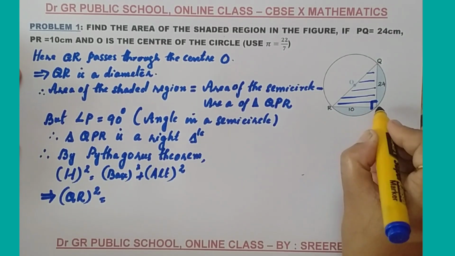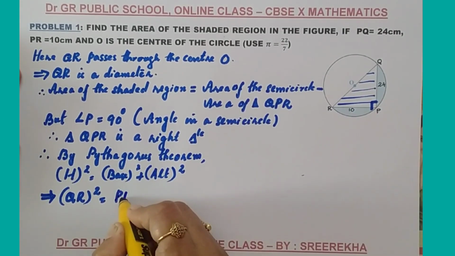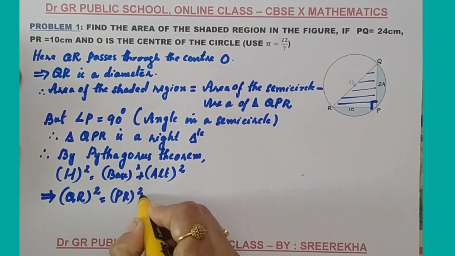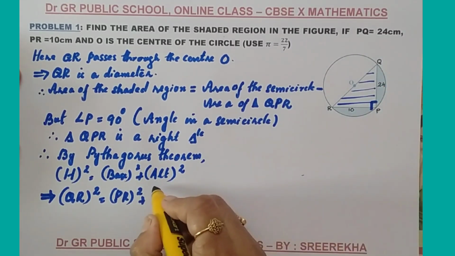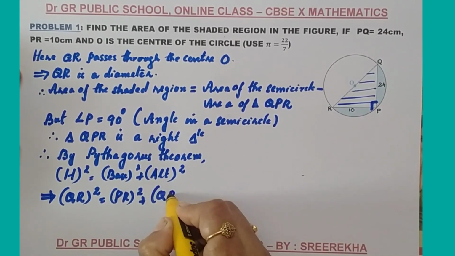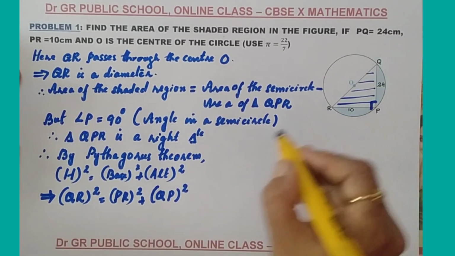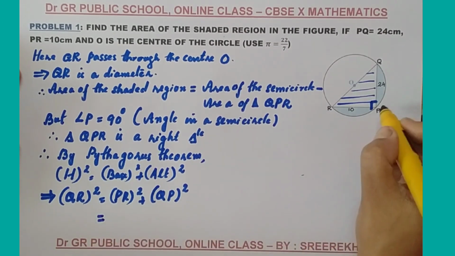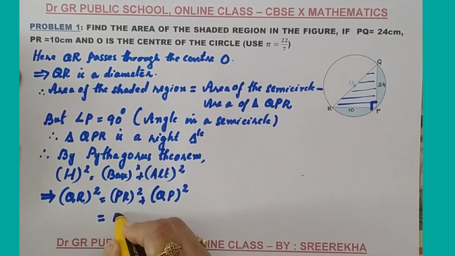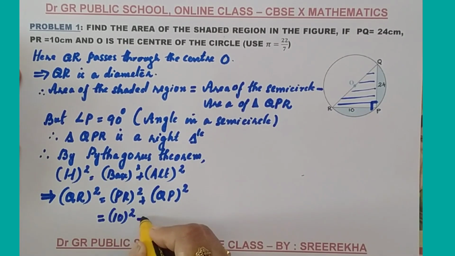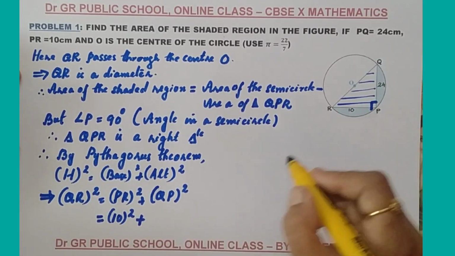What is the base here? The base is PR square plus. What is the altitude here? Altitude is QP square or PQ square. All are correct. Now, we can substitute the values. You need to find QR equals. The value of PR is 10. I am going to substitute here. 10 square plus. The value of QP is 24.